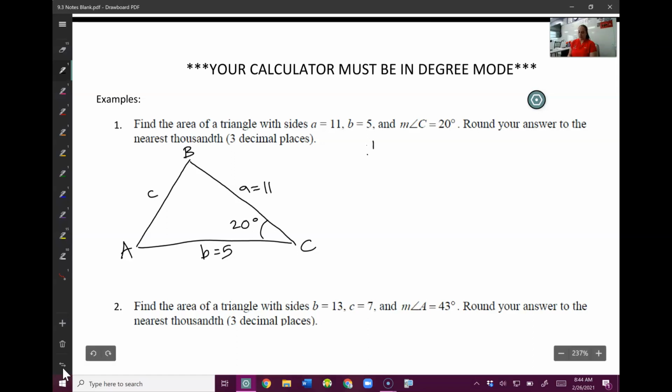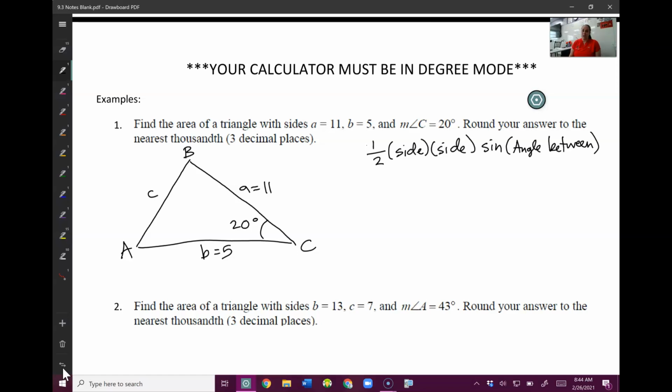So let's write our equation out. Our equation is 1/2 side times side times sine of angle between sides. Now, do keep in mind, this is picky. It must be the angle between those two sides. So if we had this angle, this equation isn't going to work. You have to have two sides and the angle between those two sides in order for this to work.